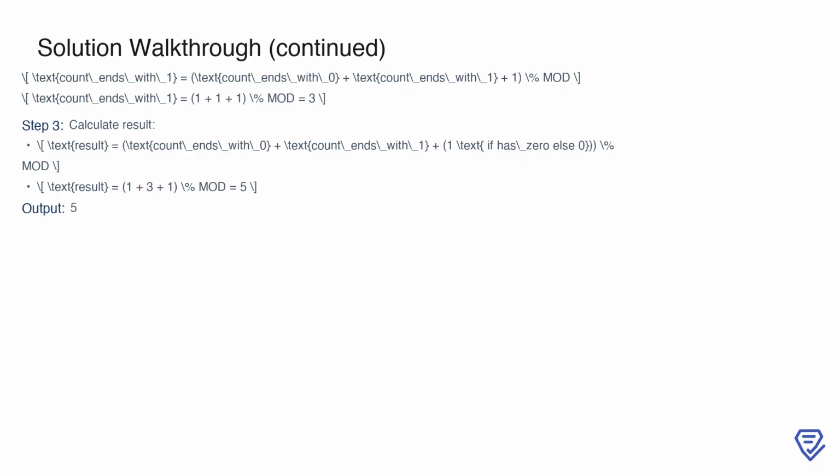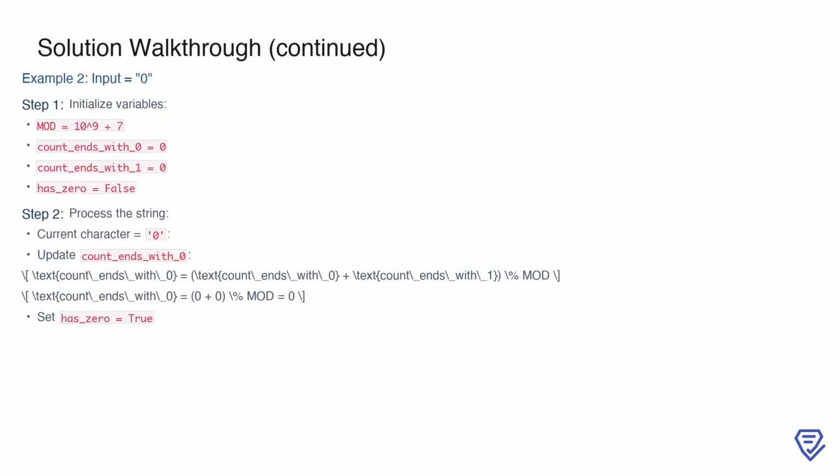With the string fully processed, we calculate the result. The result is the sum of count_ends_with_0, count_ends_with_1, and an additional 1 if has_0 is true, all modulo mod. In this case, the calculation is 1 plus 3 plus 1 modulo mod, resulting in 5. Therefore, the output for the input 101 is 5.